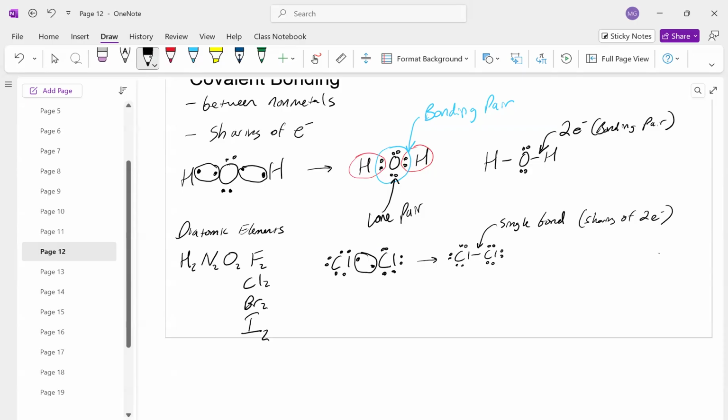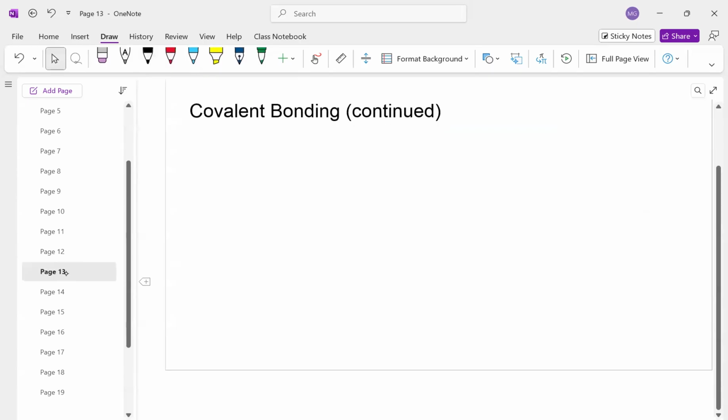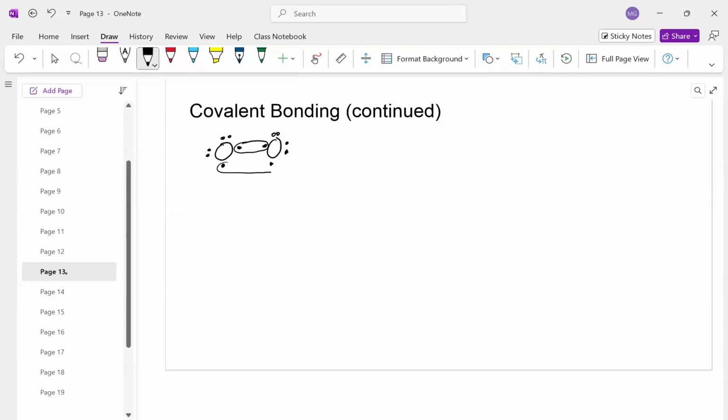Now, I'm going to go to the next page here. Let's take a look at oxygen. So let's draw one oxygen here with its 6 valence electrons, and another oxygen here with its 6 valence electrons. Now, both oxygens need two more each to have a full valence shell. So if I only share one pair, then they're still not happy. So I'm going to share another pair of electrons.